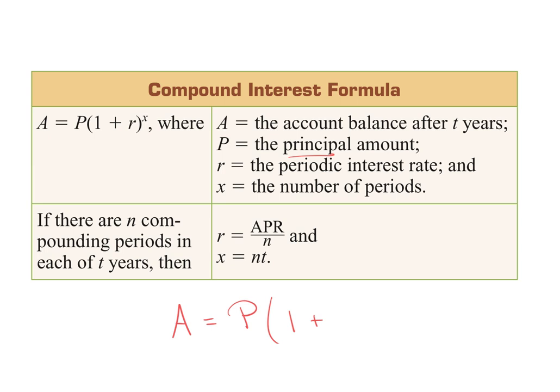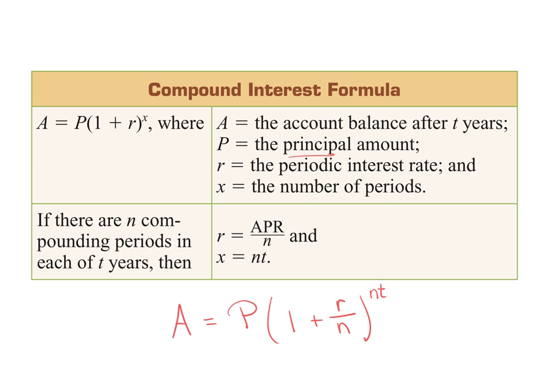This formula is now going to be your rate, that's your annual rate, over the number of times it compounds in 1 year. That's what your n stands for. The number of times it compounds in 1 year. And then your exponent is not just going to be an x. It is going to be the number of times it compounds in a year times the number of years that you are compounding it. Okay?